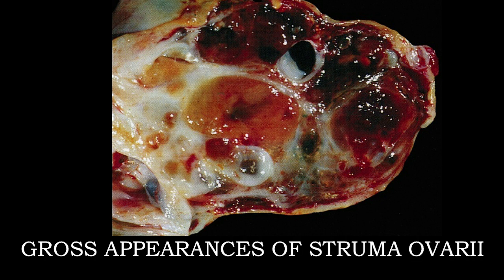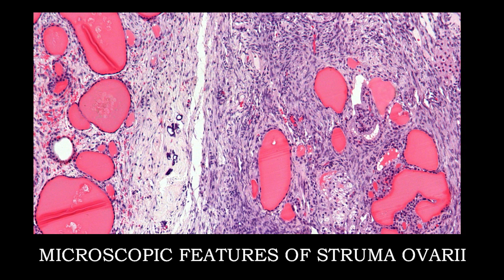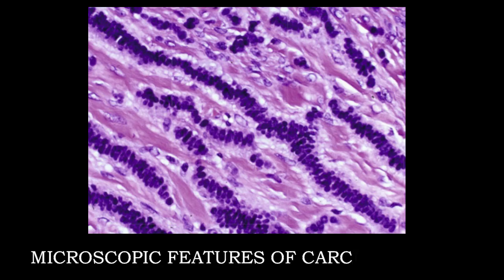Now this is the photograph of struma ovarii. You can well appreciate thyroid tissue which contains colloid material which is brownish in color. There are thyroid follicles which are lined by flattened epithelium and containing colloid material. Now this is the photograph of carcinoid tumor in the ovary, which shows cells that are uniform, have hyperchromatic nuclei and they are arranged in a single row and sheets.